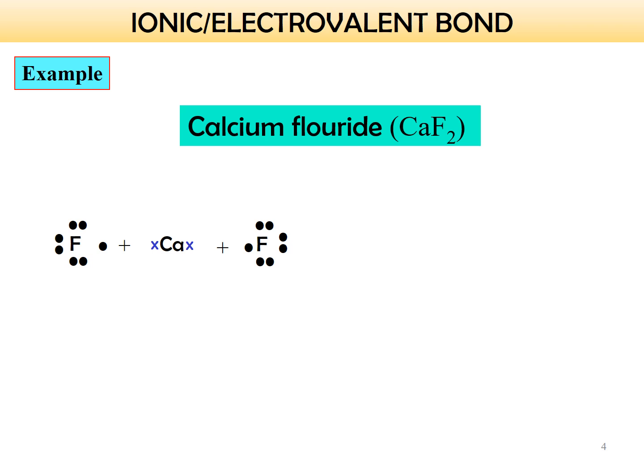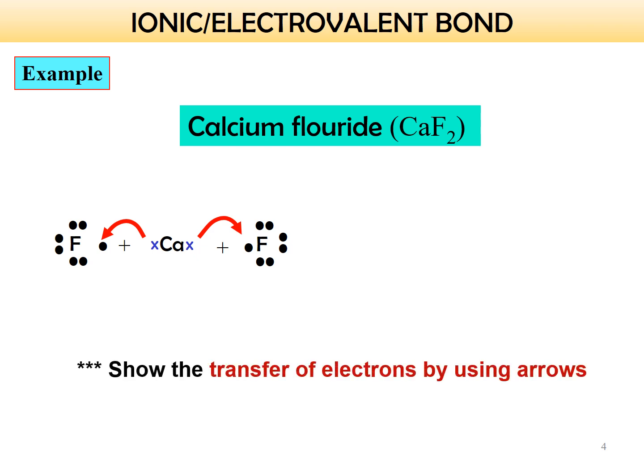Thus, we need 2 fluorine atoms to accept the 2 electrons from one calcium atom, so that the calcium atom that lost the electrons becomes a positively charged ion, while the fluorine atoms that gained electrons become negatively charged ions. The oppositely charged ions attract each other to make calcium fluoride.